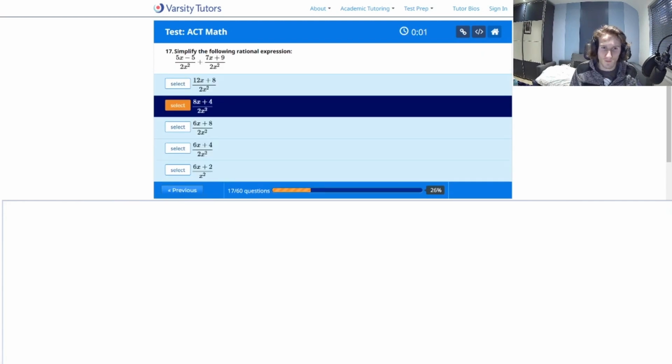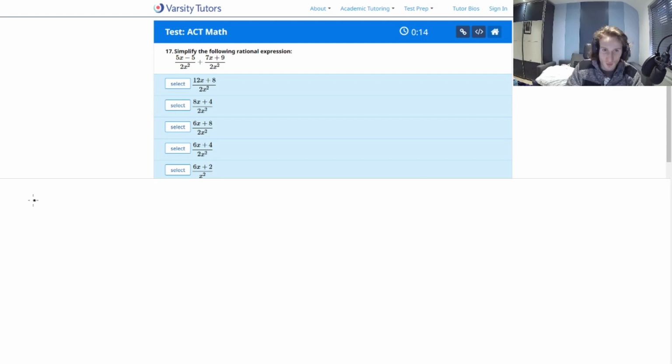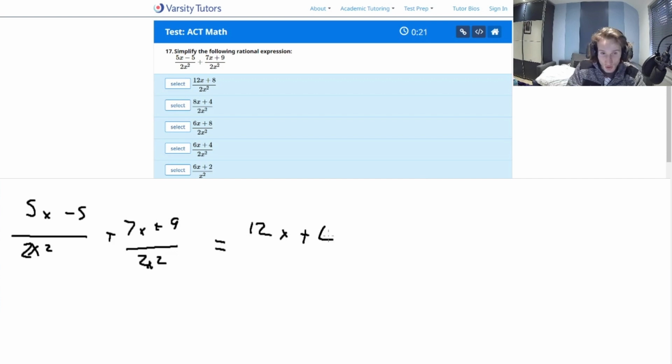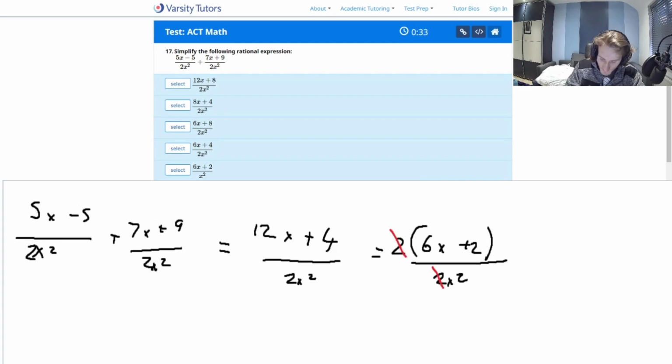Simplify the following rational expression. Okay, so we can add those. So 5x minus 5 plus 7x plus 9 is equal to 12x plus 4, and so therefore we can factor out 2. So it'll be 6x plus 2 over x squared.